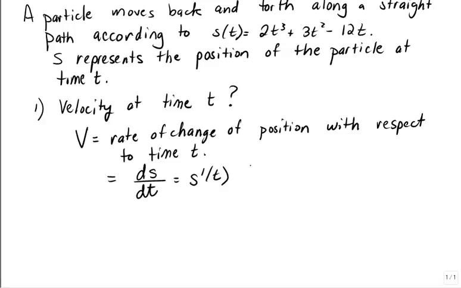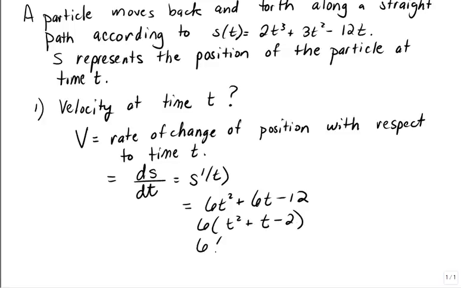So s of t measures the distance away from zero at any specific time. So the derivative of s is 6t squared plus 6t minus 12. We can factor out a 6 and factor that.